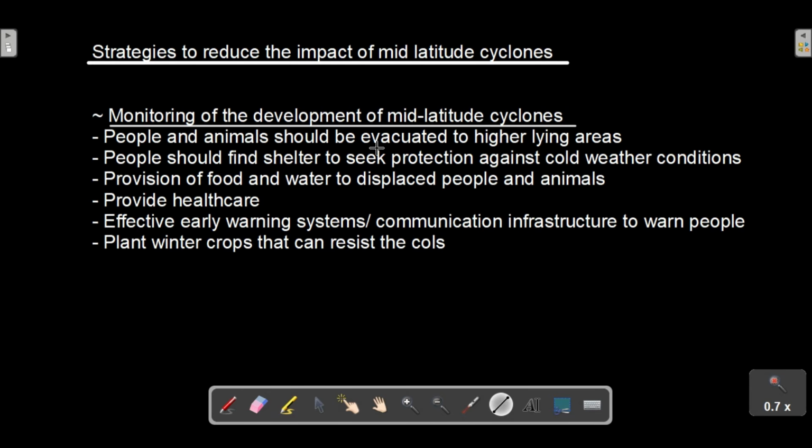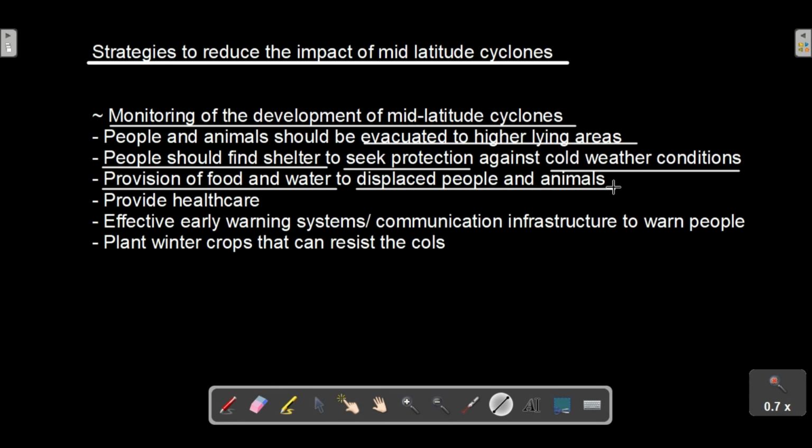People and animals should be evacuated to higher lying areas because lower lying areas are flooded. People should find shelter because it is raining, it is cold, so that they seek protection against cold weather conditions. And not only people, there should also be animals, so that you ensure that you do not lose your livestock. There should be provision of food and water to displaced people and animals. These people are going to evacuate. Wherever they're going to move, guys, they need water, they need food. Maybe there's not enough time to get all of these. So there should be provision of these by the state.